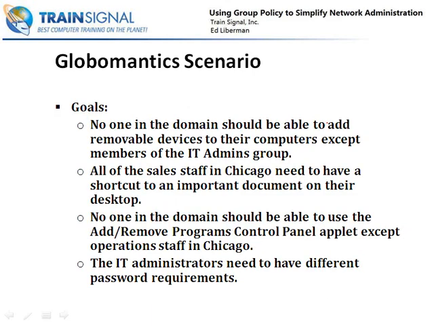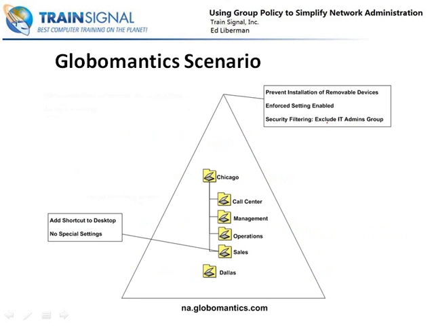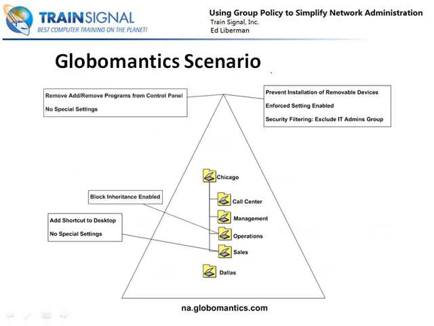The third goal was to make it so that no one in the domain can use the Add or Remove Programs control panel except the operations staff in Chicago. Well, the way we're going to solve this is by doing a couple things. One, we're going to create a GPO which removes the Add or Remove Programs from the control panel and link it to the domain. Right? That way it's everyone in the domain. But the way we're going to make it not affect users in the operations department is by enabling the block inheritance setting on the operations organizational unit.